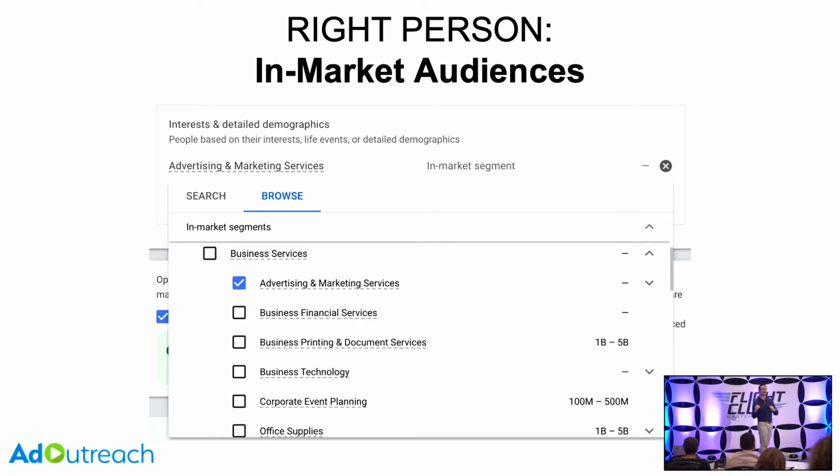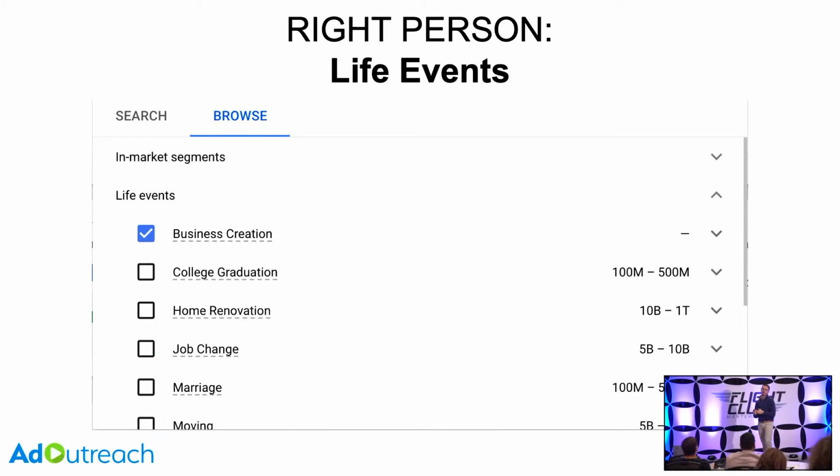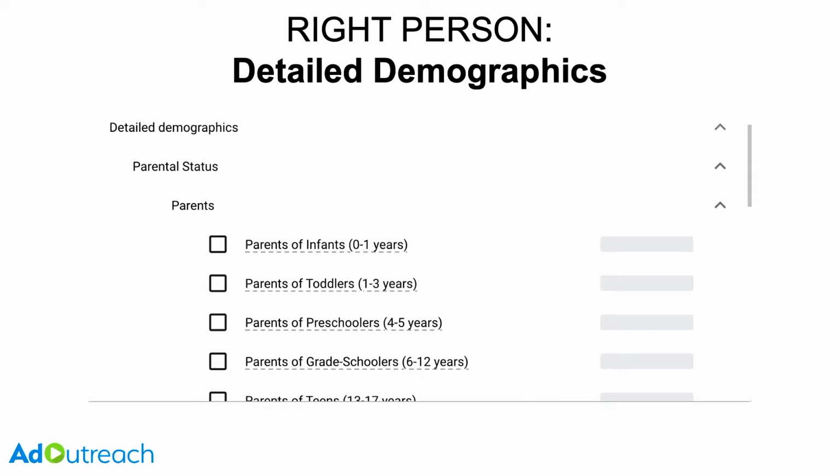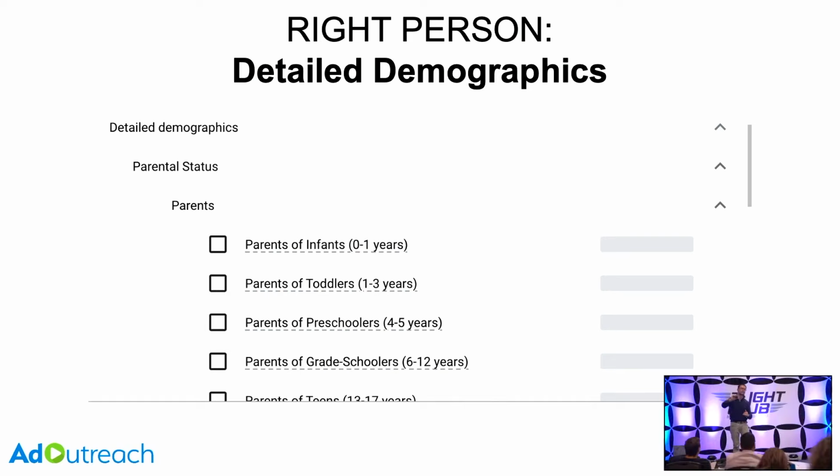Google's also built life events as well. Business creation, college graduation, home renovation, job change, marriage, moving and moving soon. That's great for the clients that we have that are in real estate, mortgage, insurance, right? People who are moving soon. They even have detailed demographics that go a layer deeper than the person you're targeting. Look at this. You could target parents of kids of certain ages. This shows you how much data Google really has about every single person. You can layer all these different affinities, right? So affinities is more based on their interests, things like that, versus purchase intentions.